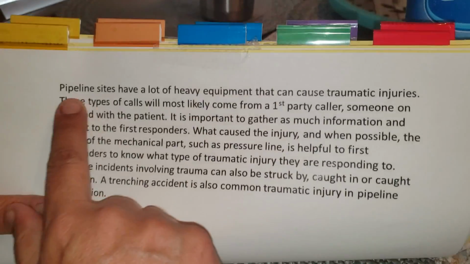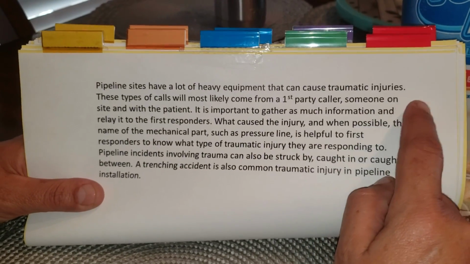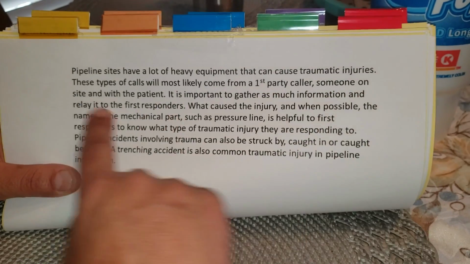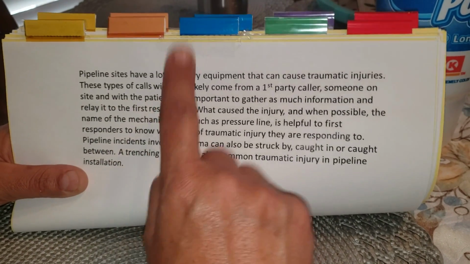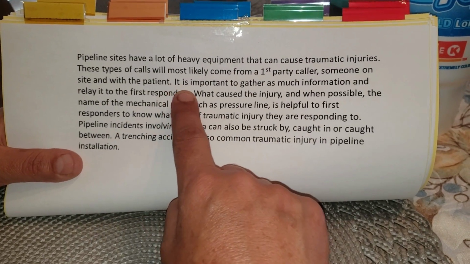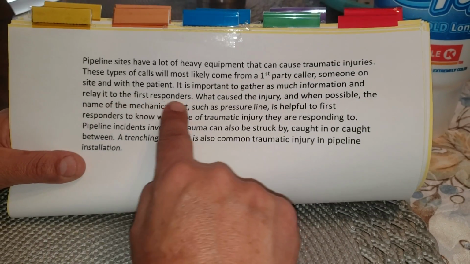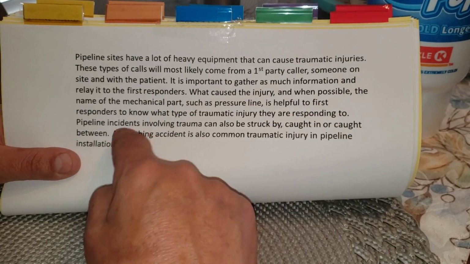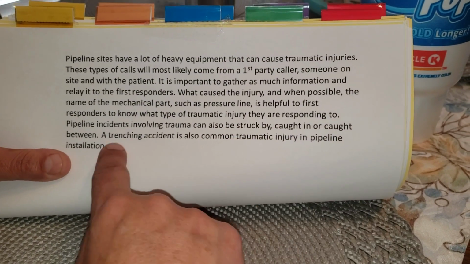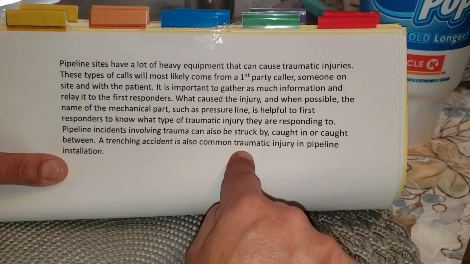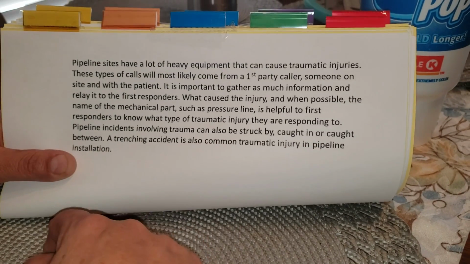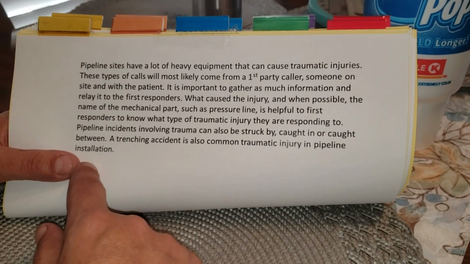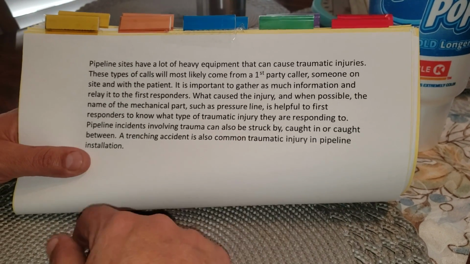Okay, so a lot of pipeline sites have a lot of heavy equipment that can cause traumatic injuries. These types of calls will most likely come from a caller on scene, someone on the site, and with the patient. Hopefully not first party, but it's important to gather as much information to relay to the first responders, what caused the injury, when possible, the name of the mechanical part, such as what we just talked about. And a trenching accident is also a common traumatic injury in pipeline installation. And like Michelle had mentioned, the more and more that we're building and putting in, this can happen more frequently.